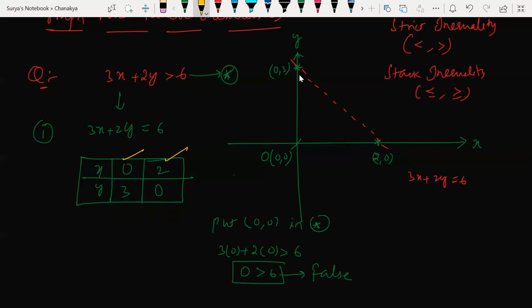So any point you take below the dotted line is not going to satisfy the given inequality. Any point I'm telling you, any point below the line, if I take and substitute in the given inequality, it is never going to satisfy. Understood my point? I got a false statement here, so my solution is going to be above the line.